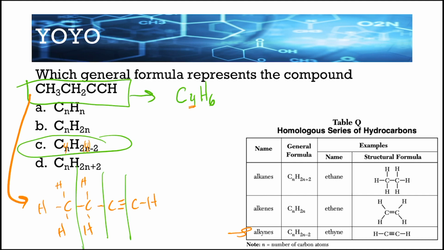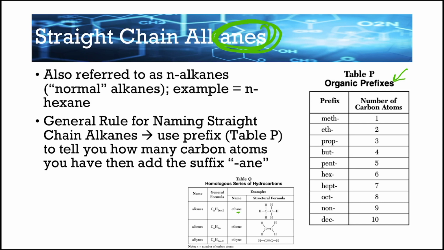Okay, so moving forward, we are going to talk about how to name these things. We're going to break them down by the different classes. So straight chain alkanes, straight chain alkenes, straight chain alkynes, and then alkanes with branches. So a lot to cover today, but it will be kind of a lot of fun because there's a lot of drawing. I personally really like this.